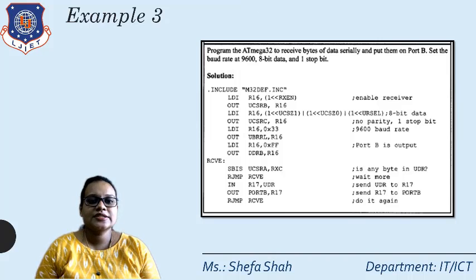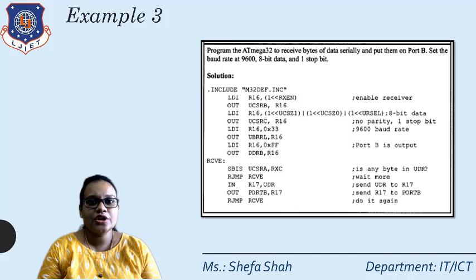The statement is: program the ATmega32 to receive bytes serially and put them on port B. Set the baud rate at 9600, 8-bit data and 1 stop bit. First we set the UCSRB register with 10H. The 10H is loaded into R16 with the LDI instruction, and R16 is loaded into UCSRB with the out instruction. Here you can also do the same as for transmitting, that is 1 shifted left by RxEN. This way you can also write the data to UCSRB.